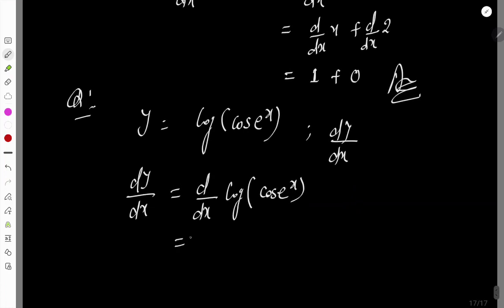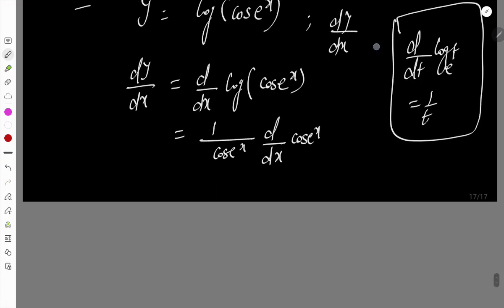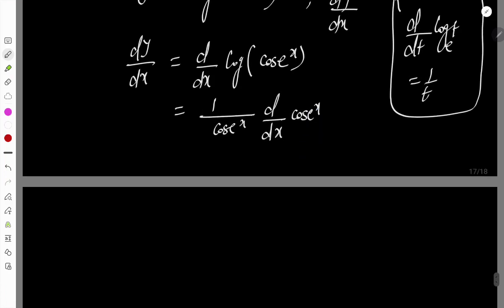It is looking like log t. d by dt of log t, base e, is 1 by t. This is the formula. So it looks like log t, then 1 by t, where t is cos e power x, and again we need the derivative of t, which is cos e power x.